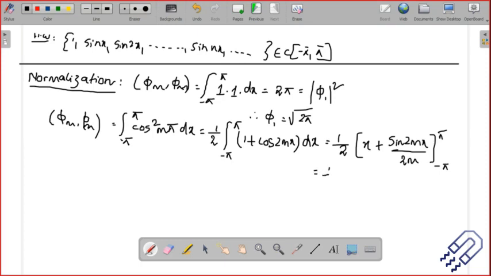So this is half, not a problem here. Within the bracket, the sine term becomes 0, since pi minus pi becomes 0. This is x, so it is pi minus the minus of pi, so it is 2 pi. So this is just pi. So whenever we are taking all the other functions, you basically get phi m is equal to root pi, because this is phi m square.